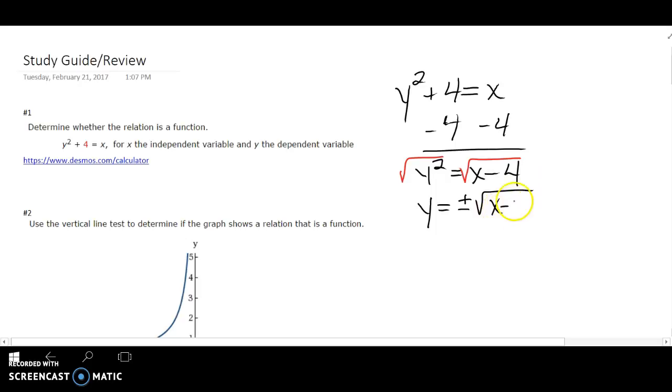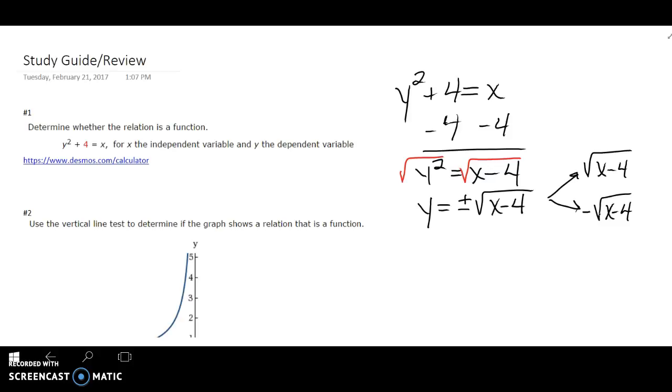Because remember, when you take the square root, there are 2 roots. When you graph this in your graphing calculator, you would have to enter 2 separate functions: the positive square root of x minus 4, and the negative square root of x minus 4. And this would be the whole function together. The fact that I'm graphing them as 2 separate equations already tells you that this is not going to be a function.